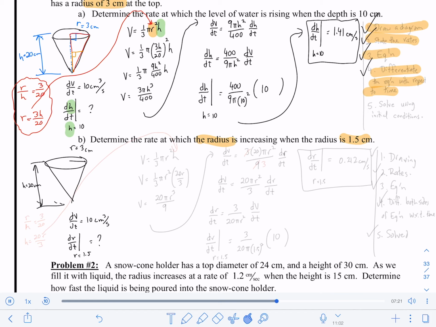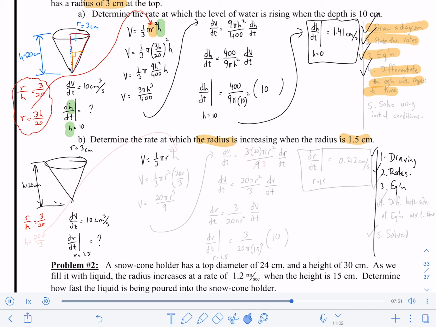In this problem, we're using the same relationship, r over h equals 3 over 20. But you'll see in a little bit that we're going to rearrange that a little bit differently. So I have my drawing. Next thing I need to do is say the rates. Got that. And so check, check. And now the equation. Okay, this is kind of review now.